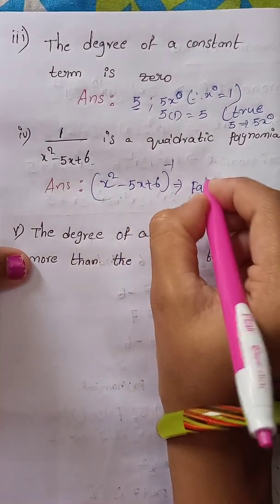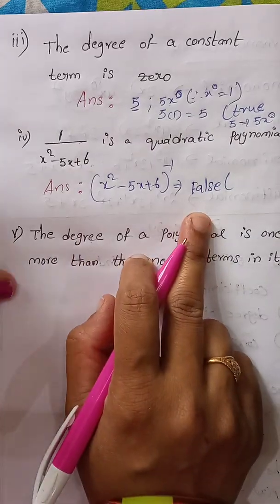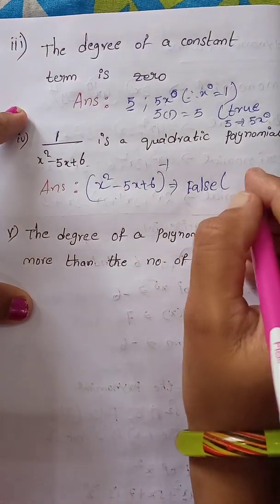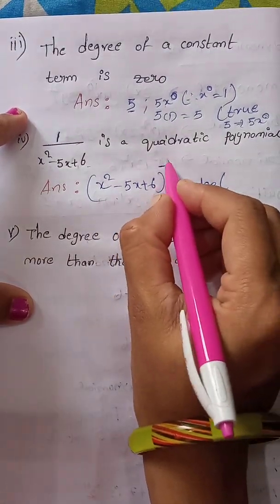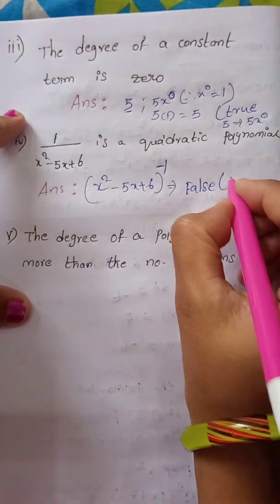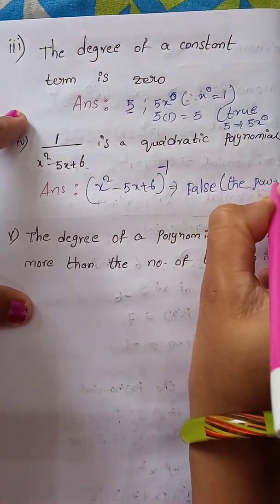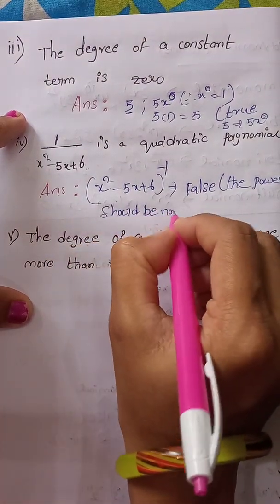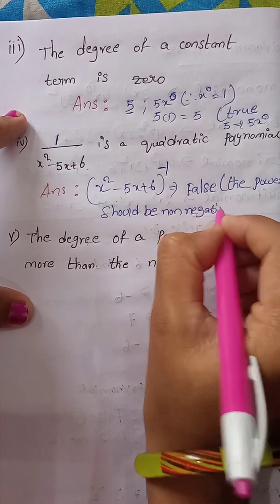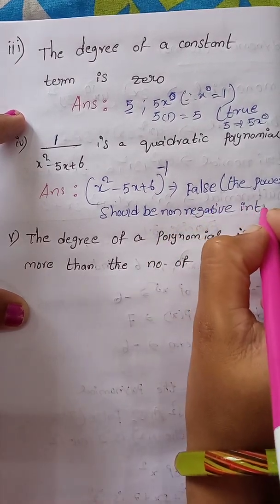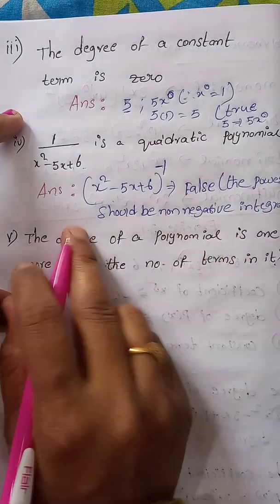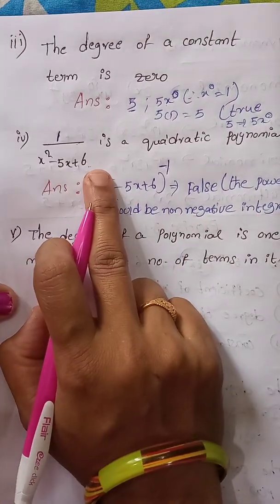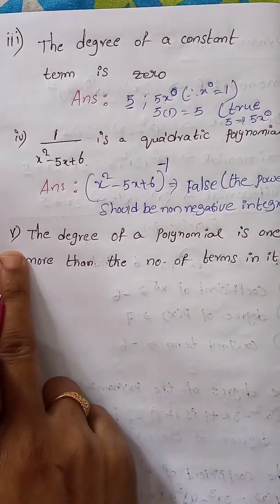So first write false. Why? The powers of the x variable in a polynomial should be non-negative integers. Here the powers are negative. So the powers should be non-negative integers. Okay. So this is not a polynomial. And now move on to the fifth bit.